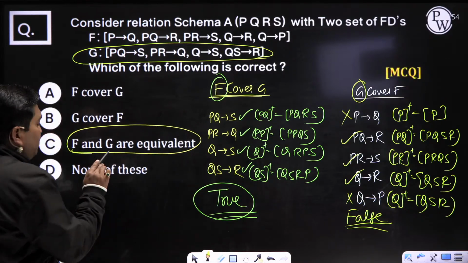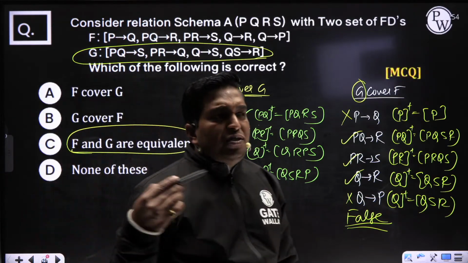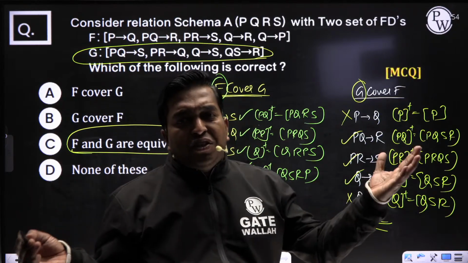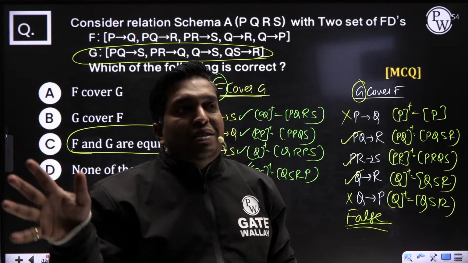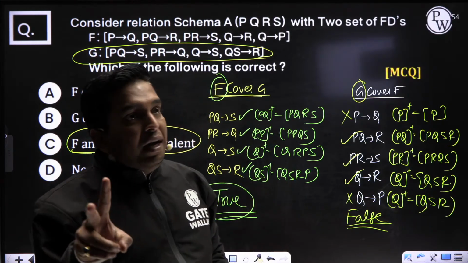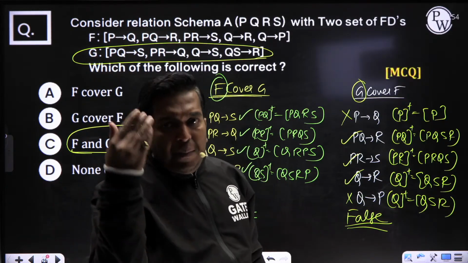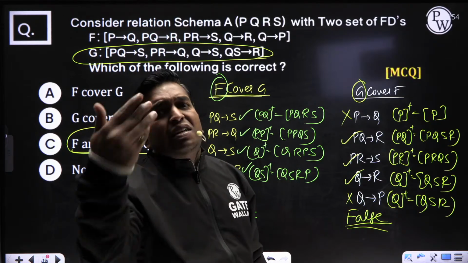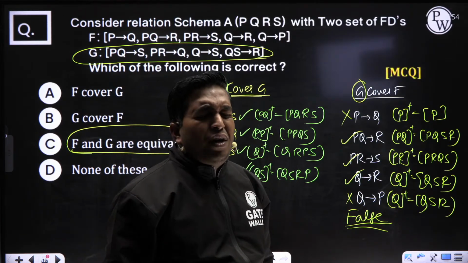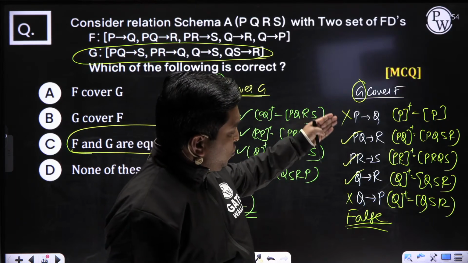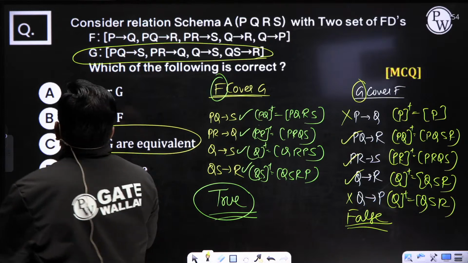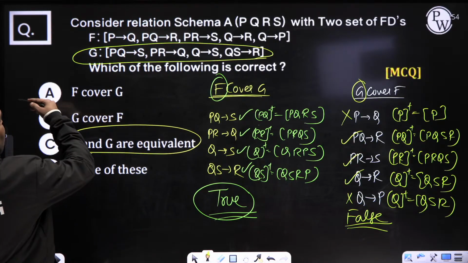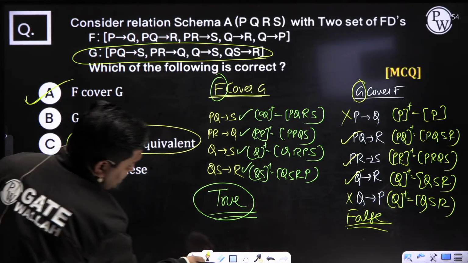Like, let's suppose in GATE 2023, it is not asking that F cover G is true, G cover F is true. It is asking how many FDs are violating the equivalence. 2 FDs. And if it is asking MSQ which FDs are violating, so answer is P tends to Q and Q tends to P. PQ and QP. Yes. So here right now asking which one is the correct. So A is the right answer, beta.